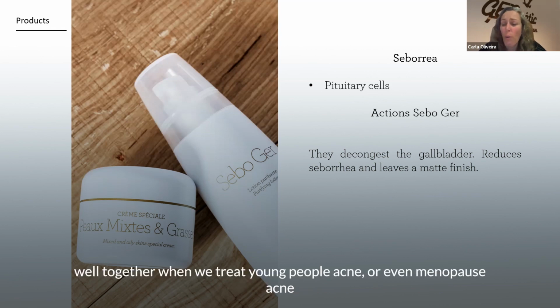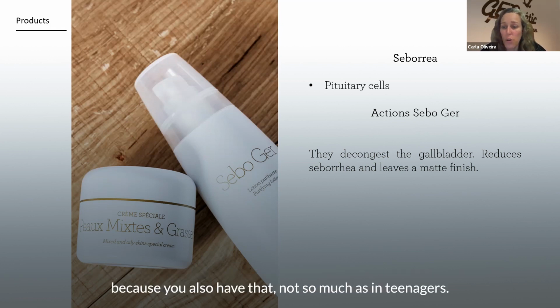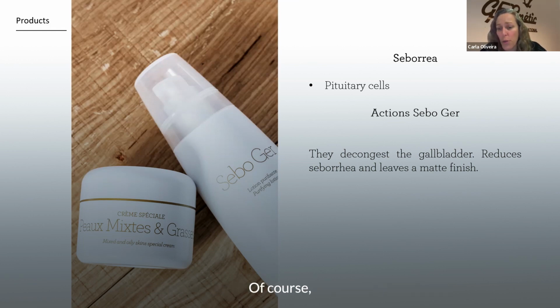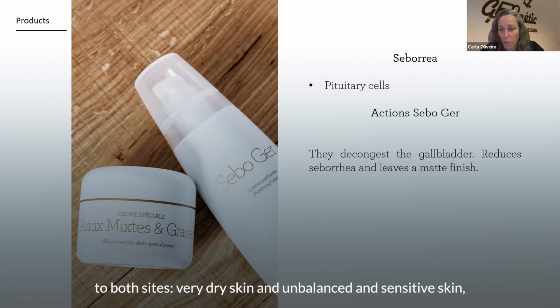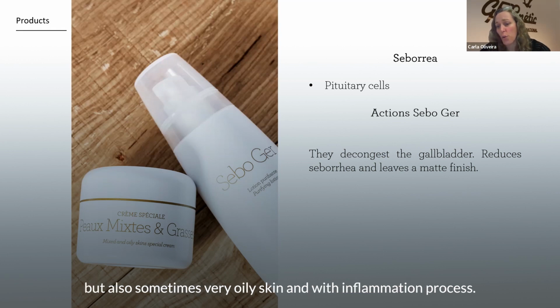They work very well together when we work with young people's acne, or even menopause acne, because we also have that, not so much as in teenagers, but of course we also have it, because it has to do with the changes of the hormonal system, and may go to both sides, very dry skin and unbalanced and sensitive skin, but also sometimes very oily skin and with inflammation process.